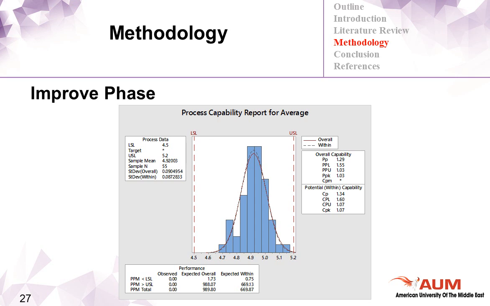We also redrew the process capability report after improvements were made. And we can see that now all the data points are between our specification limits, and our process capability increased. We can also see that our defective parts per million decreased to 989, which indicates an 89% improvement, as well as the sigma level increased from 3.7 to 4.7.